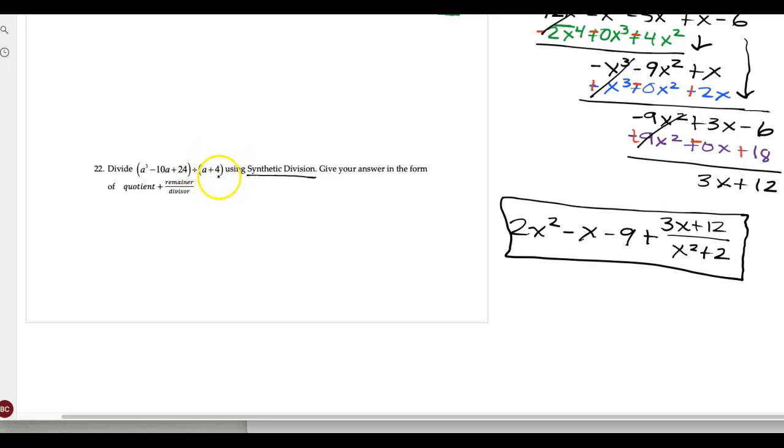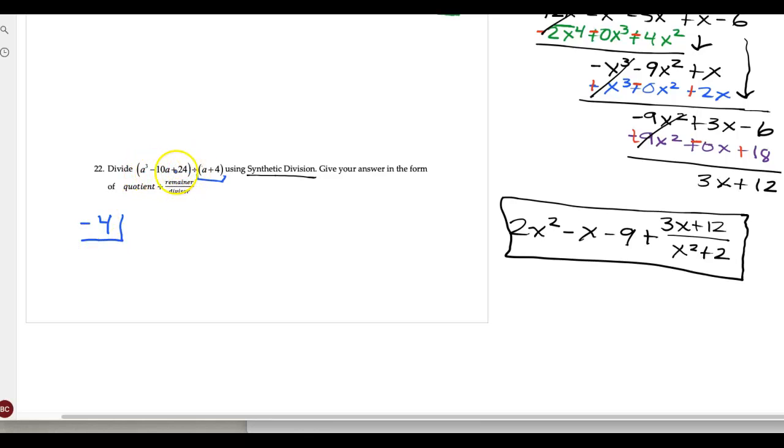It's just a different way to set it up, and it actually goes a little bit faster for us here. So we want to look at what we're dividing by here, this a plus 4, and we want to do the opposite there. Like, what's going to make this whole thing go to 0? Well, that's going to be negative 4. So I'm going to put this in this little box up here.